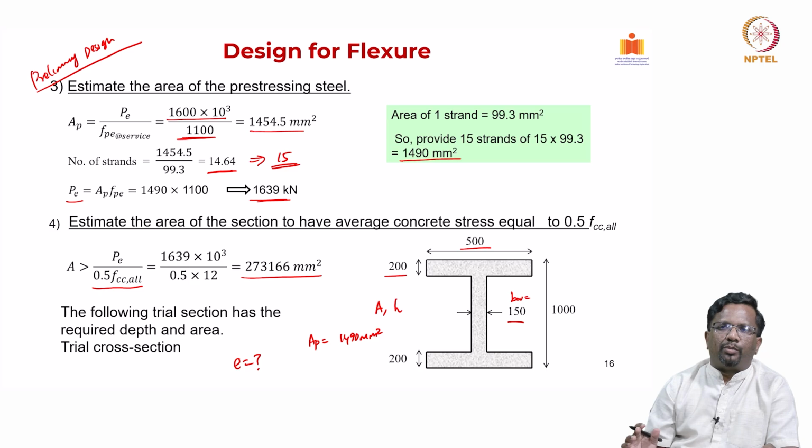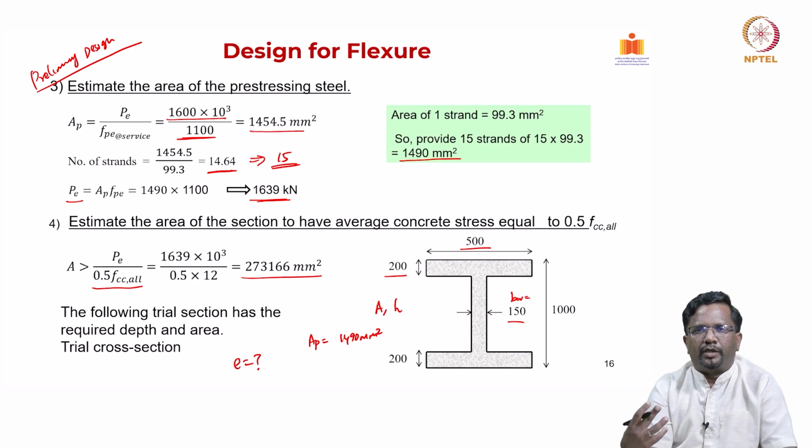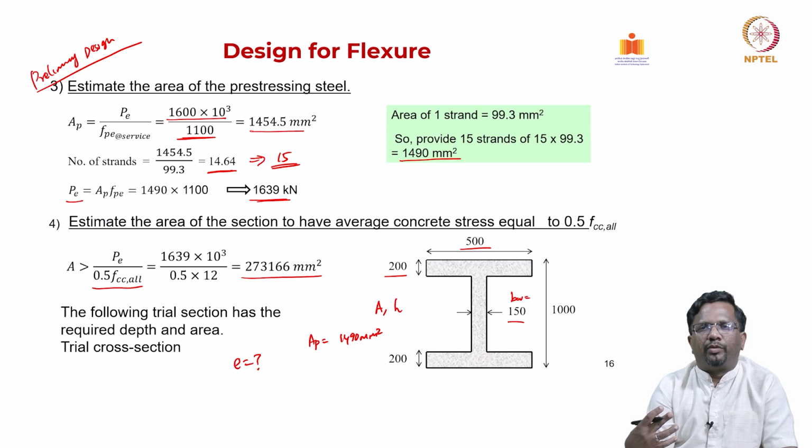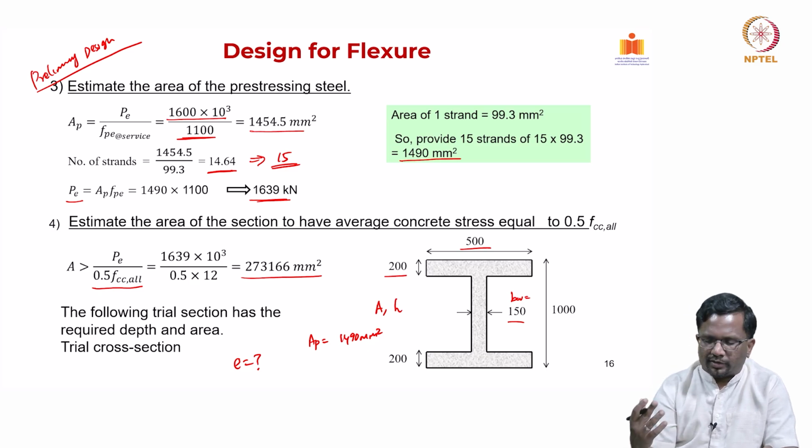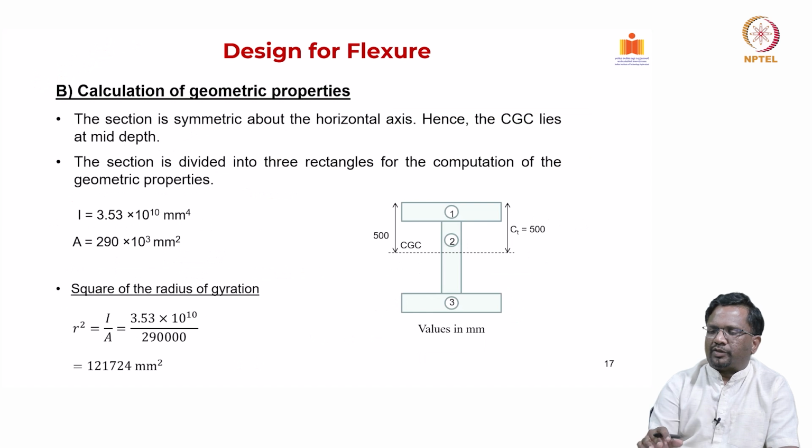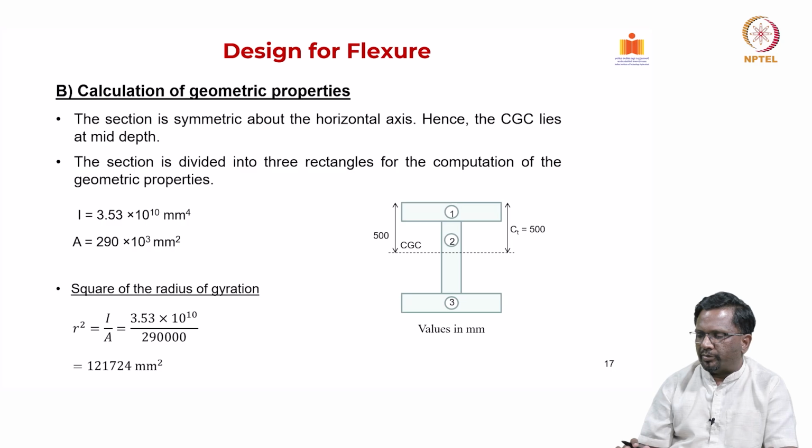So, at the end of preliminary design, we come up with the sectional shape and the amount of pre-stressing to be provided, but we do not know the eccentricity of the pre-stressing. That is what we are going to calculate, but to do that, now that we have finalized the cross section, let us calculate the section properties.